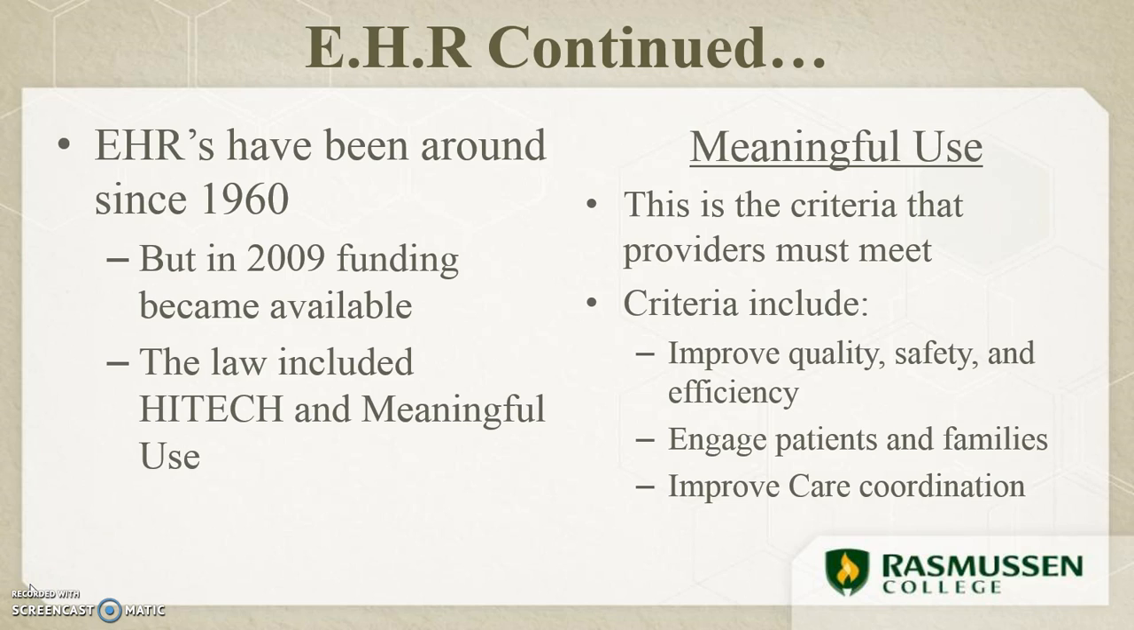It refers to a set of criteria for how the EHR is used that providers must meet in order to receive the incentive payments. The criteria include improved quality, safety, and efficiency, engaging the patients and families, improving care coordination, and improving the public and population health, as well as ensuring privacy for personal health information.